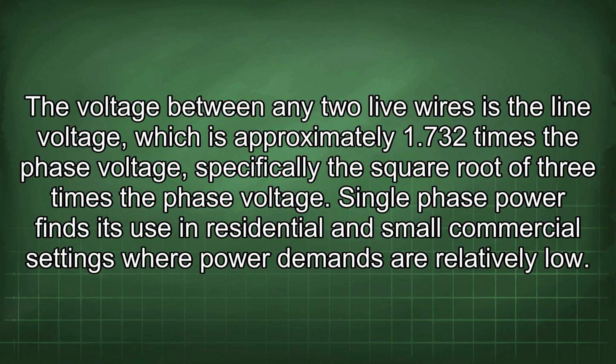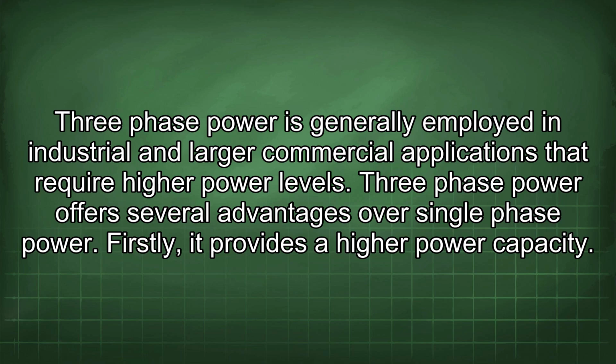The voltage between any two live wires is the line voltage, which is approximately 1.732 times the phase voltage, specifically the square root of 3 times the phase voltage. Single-phase power finds its use in residential and small commercial settings where power demands are relatively low. Three-phase power is generally employed in industrial and larger commercial applications that require higher power levels.